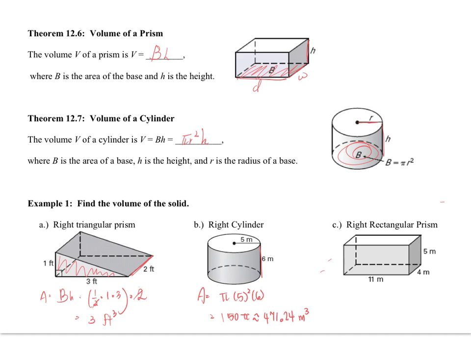And part C, this is a rectangular prism, so we can go ahead and do volume equals base area, which is just 11 times 4, and then multiply by the height of 5, and then we'd get 220 cubic meters.